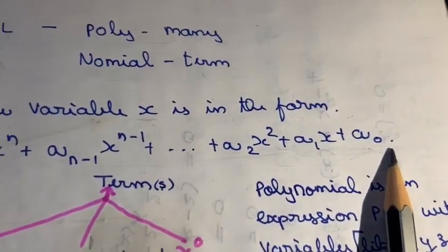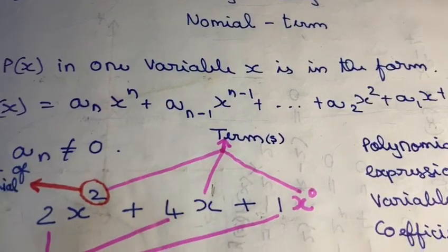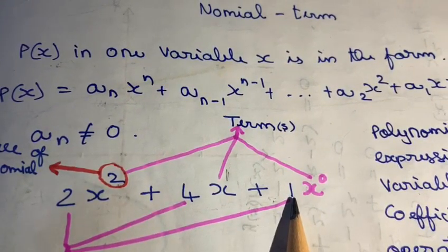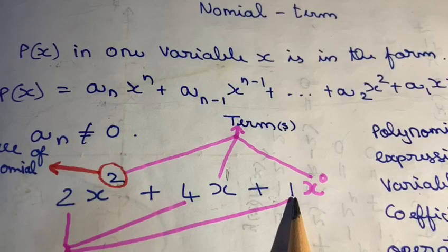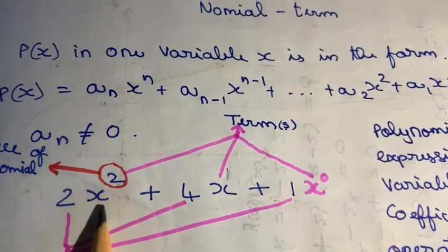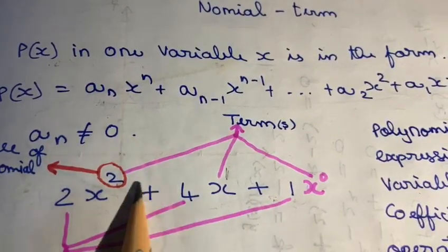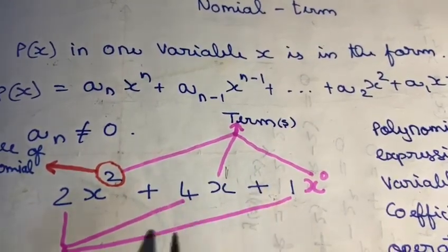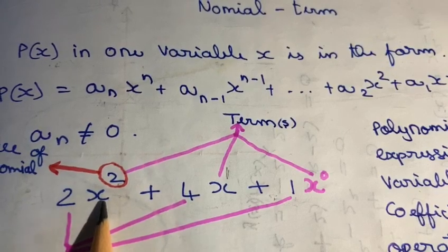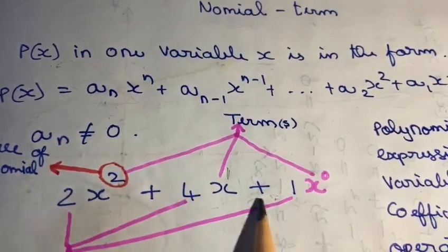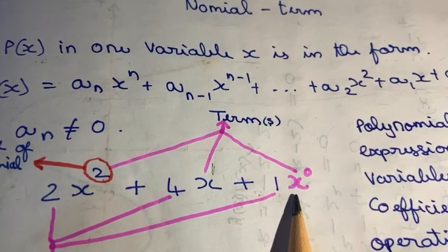To understand this general form, we will look into an example. 2x square plus 4x plus 1 is the polynomial expression. This polynomial expression has a variable x, the coefficients 2, 4 and 1, the arithmetic operation plus, and the positive integer exponent of the variable x is 2. This is the general form of the polynomial expression.